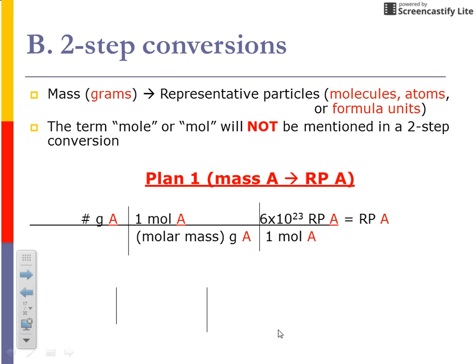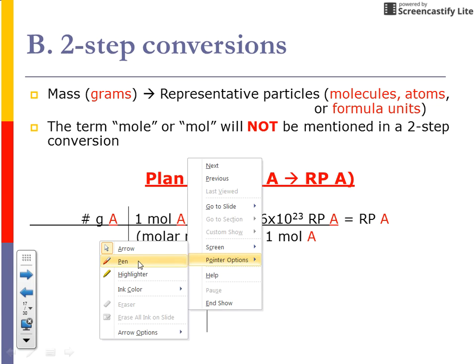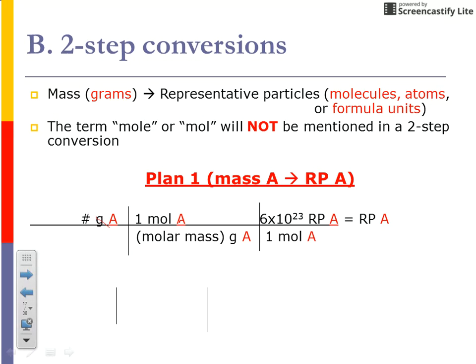As you would be working through this particular type of calculation, let me just show you how your units all cancel. So grams of A cancel with grams of A, moles of A cancel with moles of A, and you're left with your representative particles. All right, we'll look at an example worked out in just a second, but let's look at plan 2, which is if we were to go backwards from what we did in plan 1.